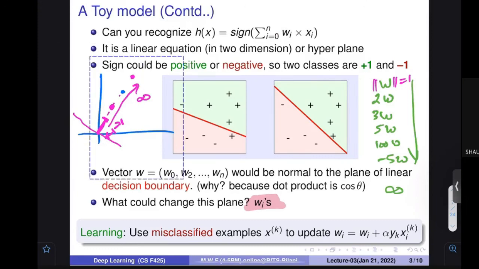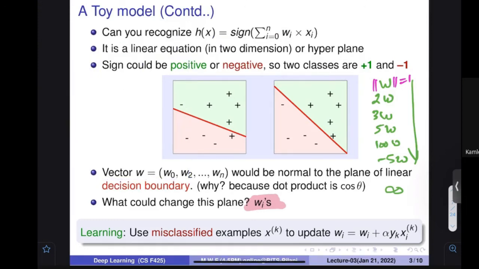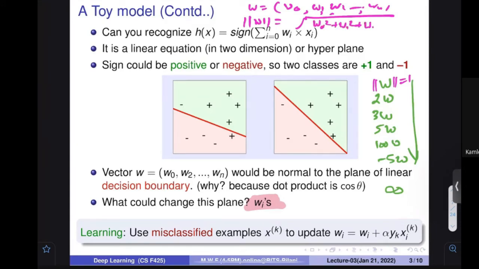So what does the double mod signify? Okay, it is just a norm. If W is, for example, a vector such as W0, W1, W2, ..., Wn, then the double mod means the square root of W0 square plus W1 square plus W2 square, dot dot dot. It is just the length. As I mentioned, we want the length to be 1. So it is just the norm, the length of this particular vector. Make sense?